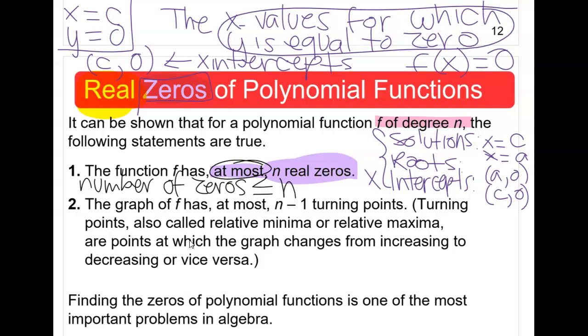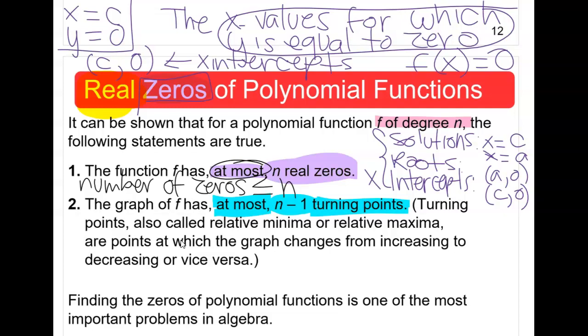Okay, number 2. The graph of f has at most n minus 1 turning points. So turning points, we have seen them, those little curves. I told you in calculus we call them critical points because they're very important. And here we're just going to call them turning points. And as you notice, it's always one less than the degree.